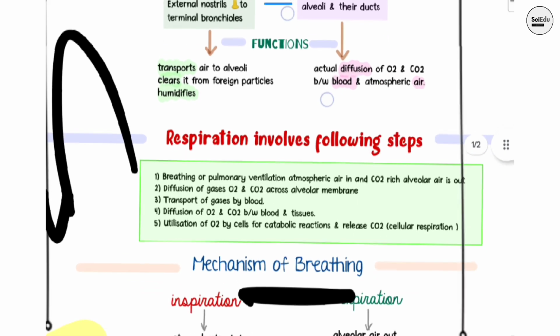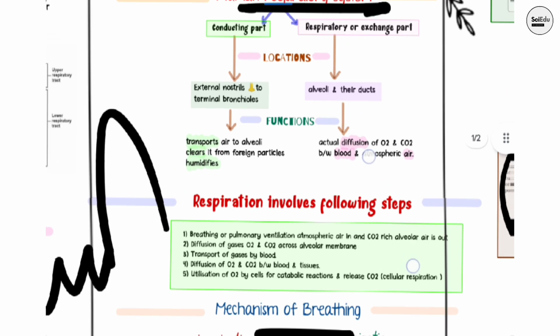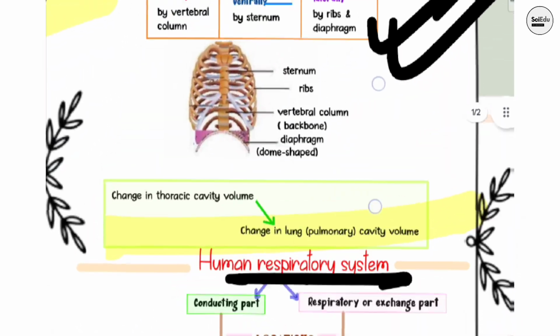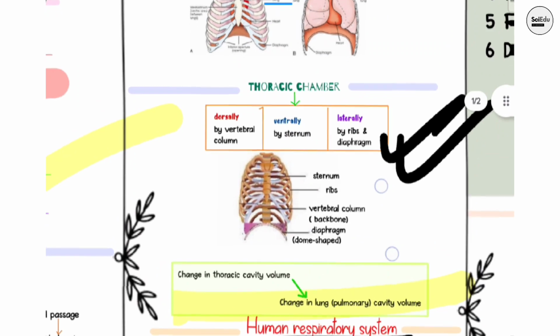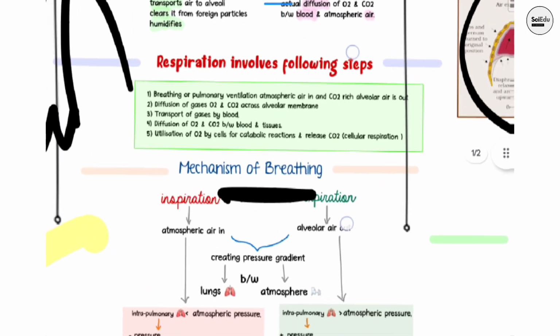The lungs are situated in the thoracic chamber, which is anatomically an airtight chamber. The thoracic chamber is formed dorsally by the vertebral column, ventrally by the sternum, laterally by the ribs and on the lower side by the dome-shaped diaphragm. The anatomical setup of lungs in thorax is such that any change in the volume of the thoracic cavity will be reflected in the lung, pulmonary, cavity. Such an arrangement is essential for breathing, as we cannot directly alter the pulmonary volume.